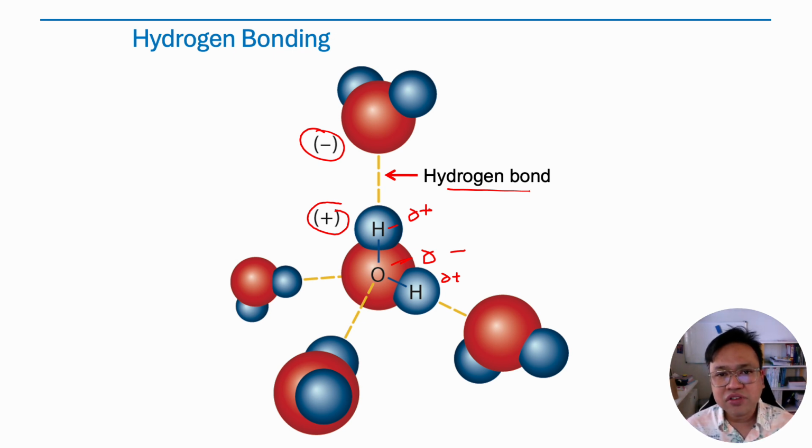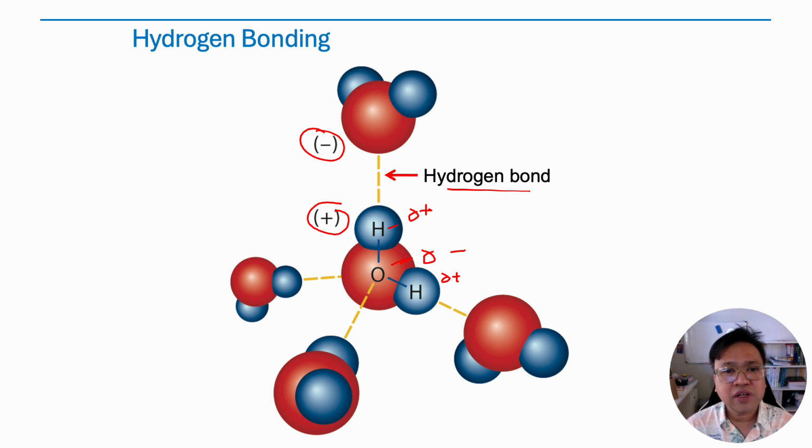How is a hydrogen bond different from an ionic bond? The answer is hydrogen bonds are due to attractions between partial charges rather than full charges. Therefore, hydrogen bonds are weaker than ionic bonds.